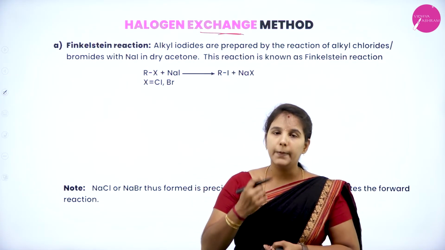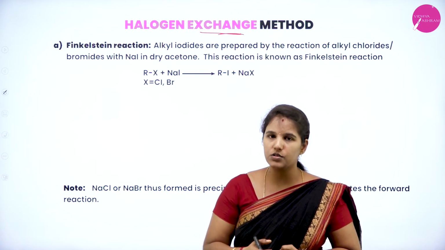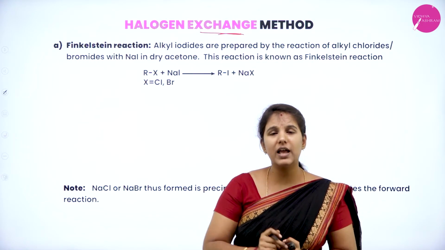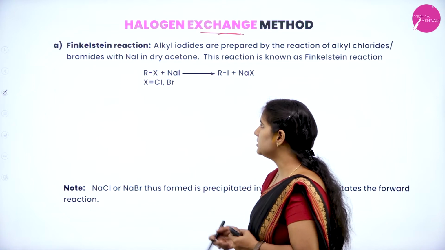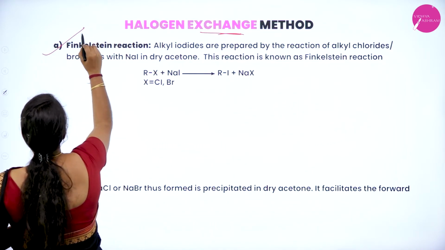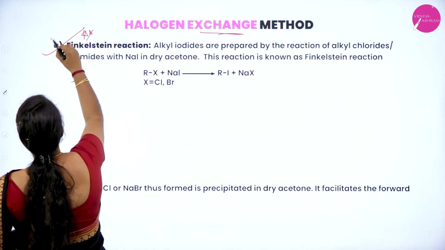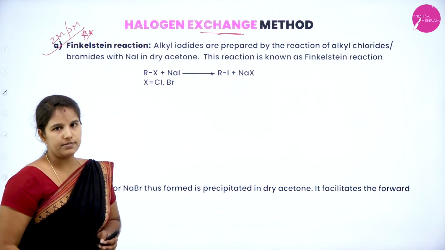So already we have understood how we can prepare haloalkanes by using an alcohol. Now we'll first understand how we can prepare a haloalkane just by exchanging the halogen. First, I'll go with the Finkelstein reaction. Again, this is a very important reaction. Most of the time it has been asked for 2 to 3 marks.